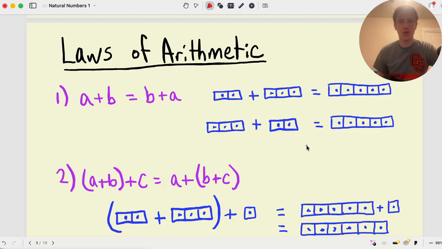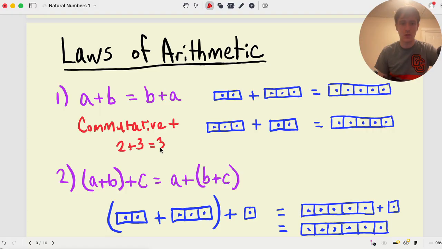So the first law of arithmetic you might have called the commutative law, okay? And this is the commutative law for addition. And it basically states that something like 2 plus 3 is going to equal 3 plus 2. And from the dot model, it's pretty clear, right? We're combining the same number of dots. I can choose to break that up in however way that I want.